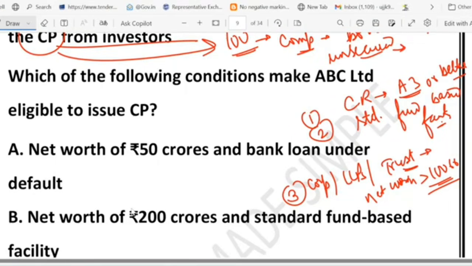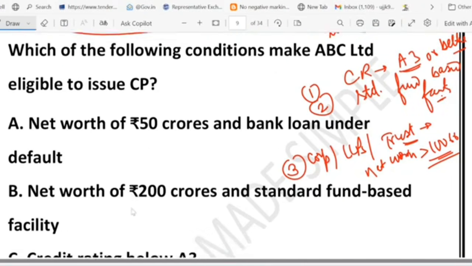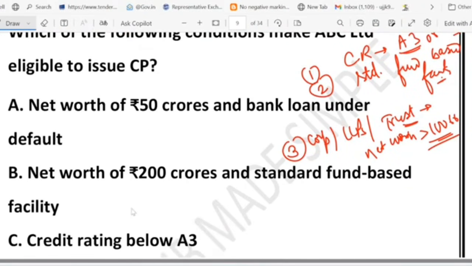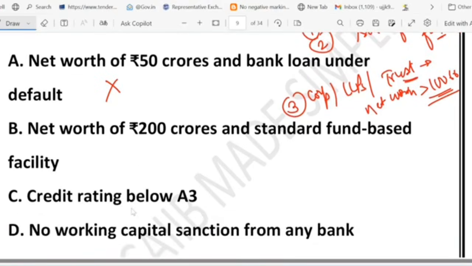First of all, credit rating of A3 or more. Second, a standard non-default fund-based facility from a bank. And for corporate, LLP and trust, net worth must be 100 crore or more. So let's look at the options. Option A, a net worth of 50 crore. No, RBI requires minimum 100 crore as net worth. 50 crore is too low. And if the bank loan is under default, the company is clearly not financially healthy.